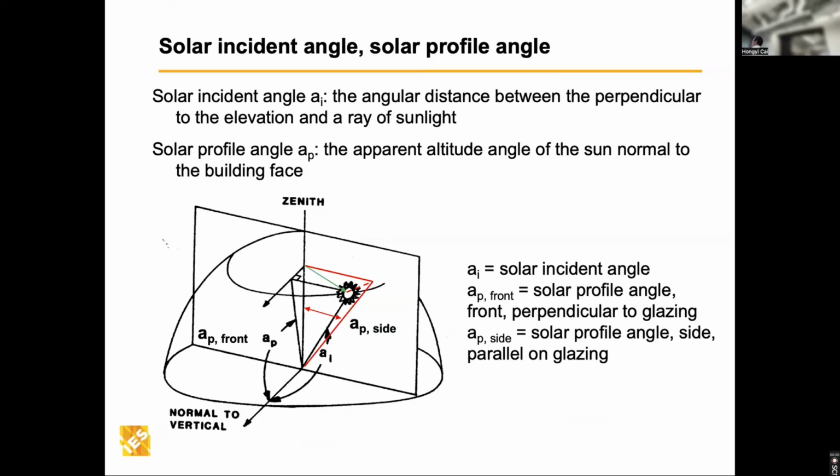I know where my sun is. How can I do my shading to block the sunlight when I don't need it? So we use two angles, called the incident angle and the solar path angle, to do that kind of configuration. If you are dealing with shading, you should use the incident angle and path angle. If you are not dealing with shading, you just want to know where the sun is, then you use the azimuth angle and altitude. So that's the difference.